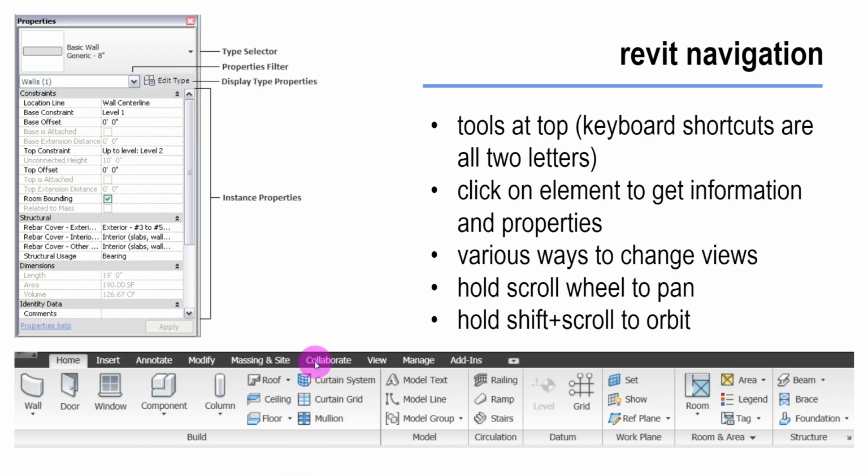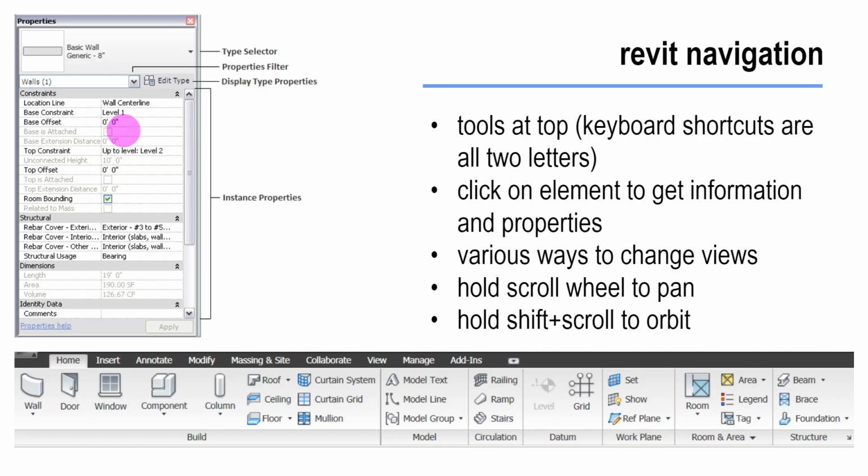Another important thing with navigating Revit is when you click on elements, you get information related to it. So in this case, if I've clicked on a wall, it's telling me that it's a generic 8-inch wall. I could also click here to switch my wall type, and then I can have specific information such as what's the bottom of this wall, what's the top of this wall, and what is its structural use and things like that. So I can play around with some of the properties in there.